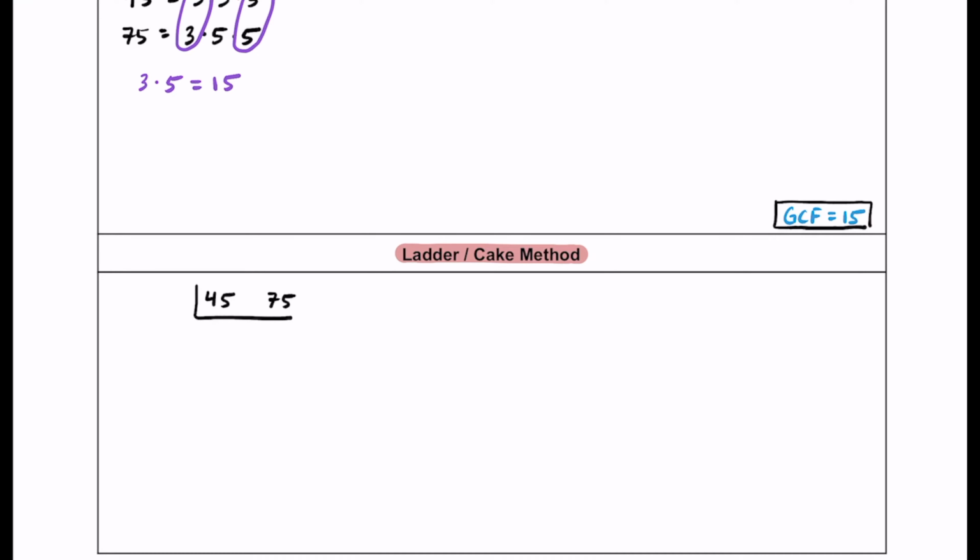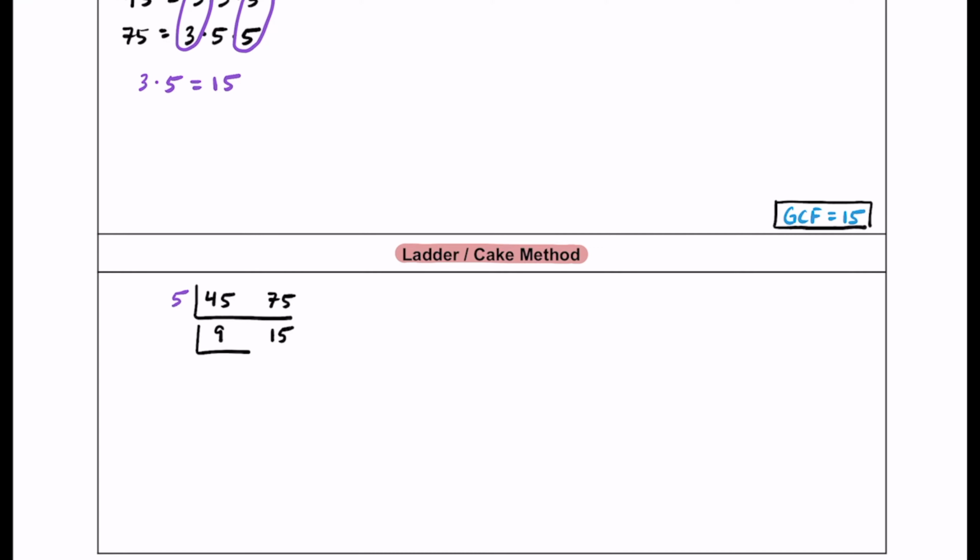And what's nice about this method is you just have to choose any number that goes into both of these numbers. So use your divisibility rules. I think they both end in 5, so I can divide them both by 5. So 5 times 9 would be 45. And then 5 times, I think 15 is 75. Again, you have to use some division, go ahead and do so.